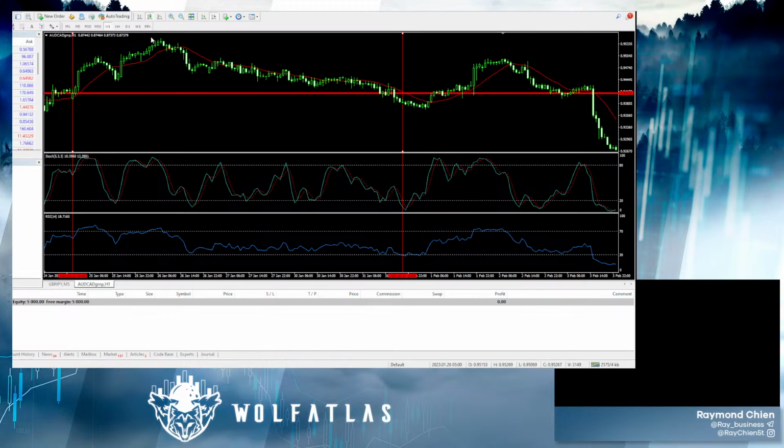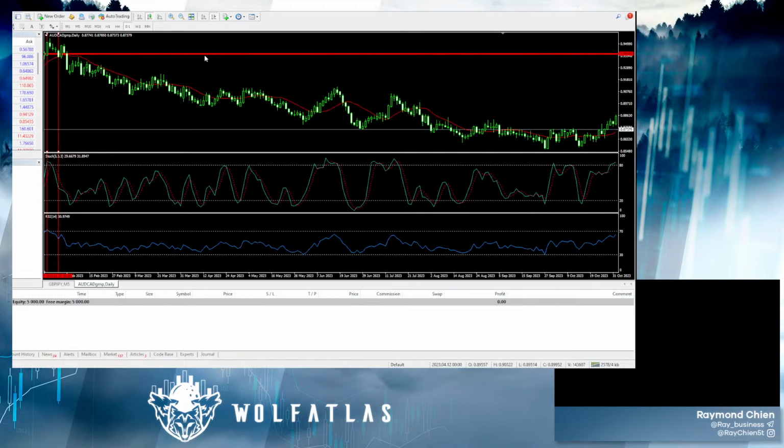Let me review one more time. Entry: you want to enter on the D1 time frame. What are you looking for? Stochastics and RSI aligning to overbought for a sell order, or the opposite, RSI and stochastics aligning to oversold. Oversold is a potential entry point for a buy order. Entry, we're done talking about it.